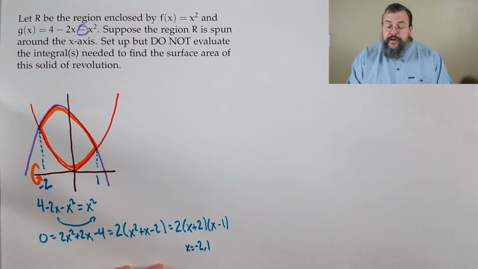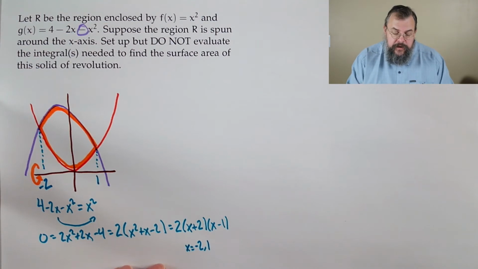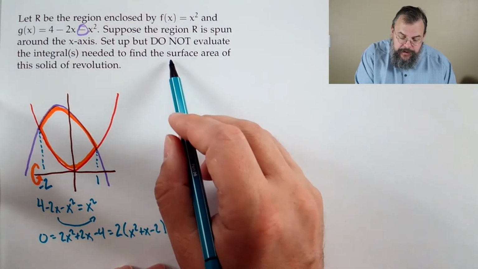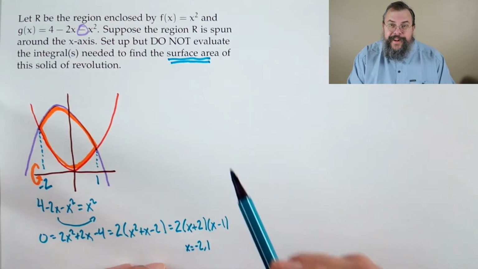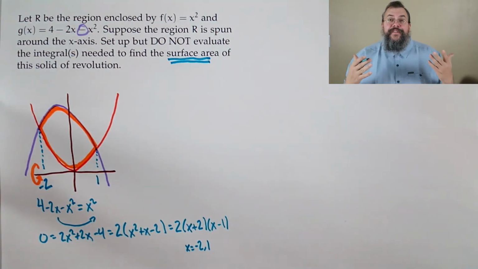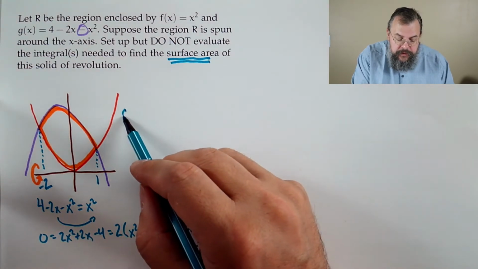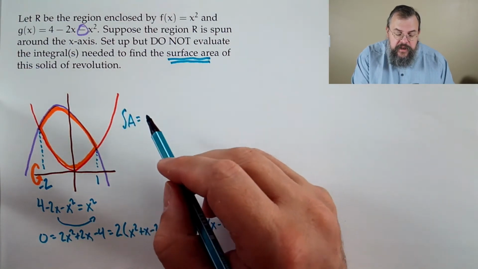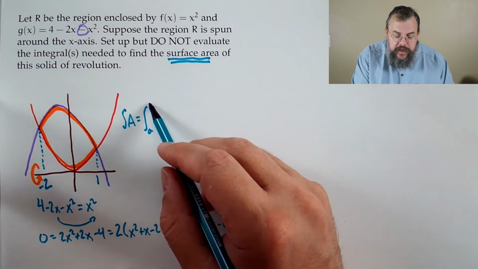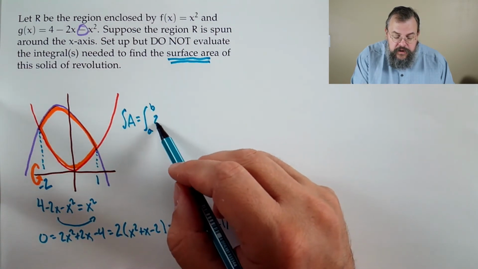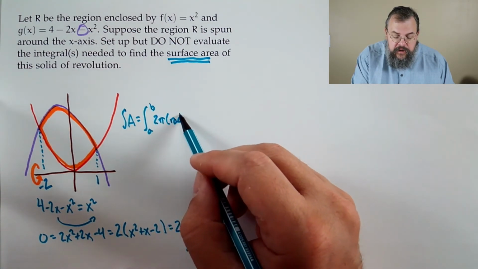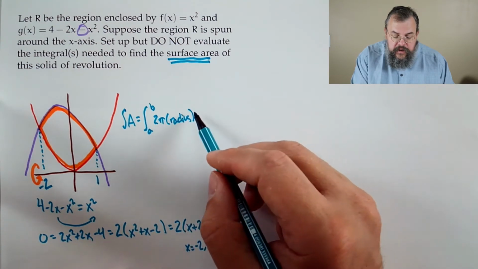We also know we're after surface area. And how do we know that? Well, not just because today is surface area practice day, but because it says surface area. And so we remember the basic formula. Surface area is adding up from A to B of 2 pi radius and length.